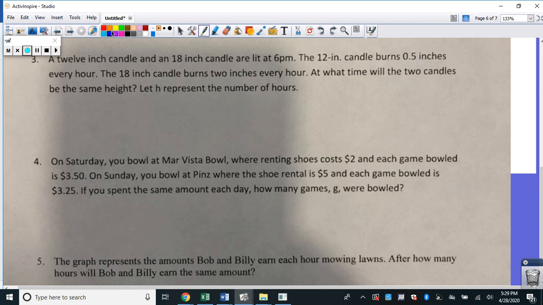All right, so the first candle is a 12-inch candle, and it's going to burn at 0.5 inches every hour. So when I write that equation, this candle is starting at 12 inches, and then it's losing 0.5 inches per hour. So I'm subtracting the 0.5 H. The next candle is an 18-inch candle, and it's going to burn 2 inches every hour. So 2 inches are being taken away per hour. So there are my two equations. So now I just need to solve from there.